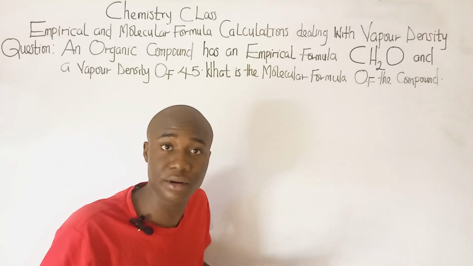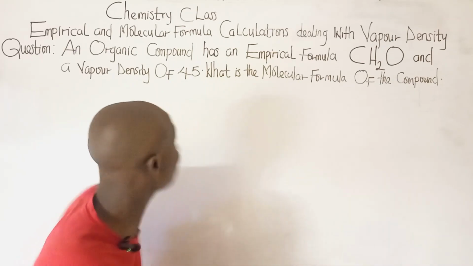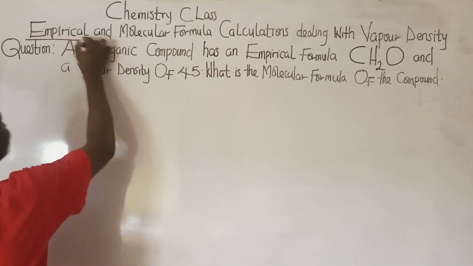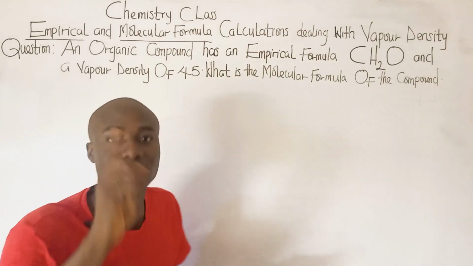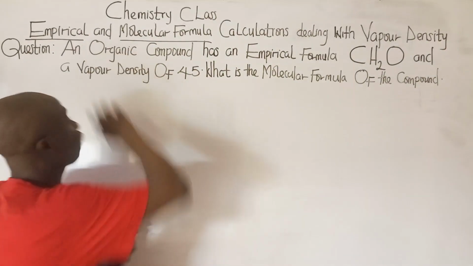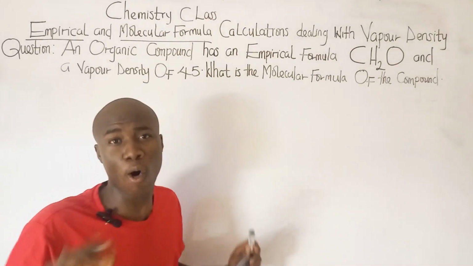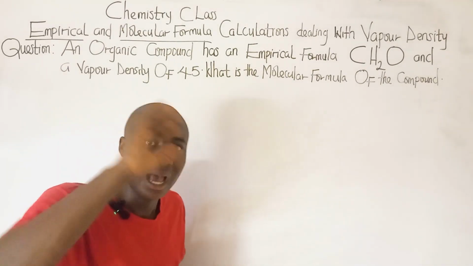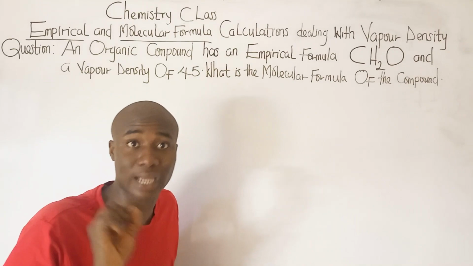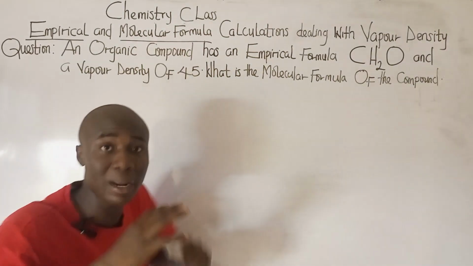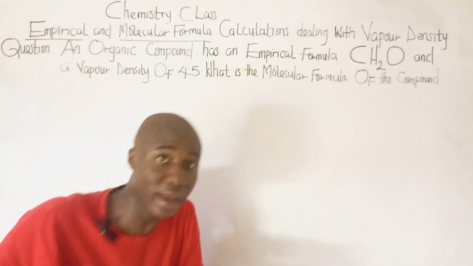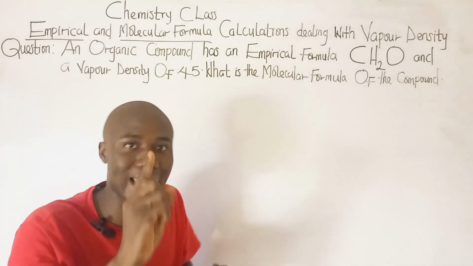Now, this question is very, very easy. First of all, we have to know what empirical formula is and what molecular formula is. This must be noted. Empirical formula is the simplest form a compound can exist, while molecular formula has to do with the actual way that particular compound exists.